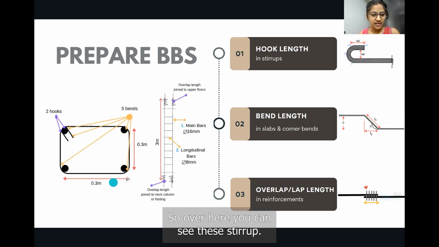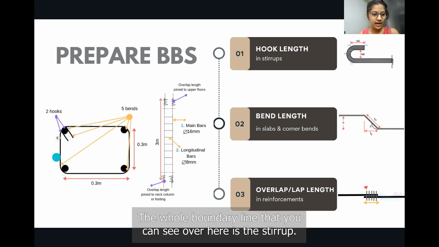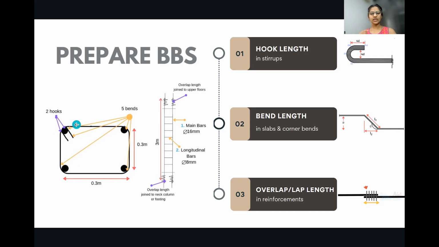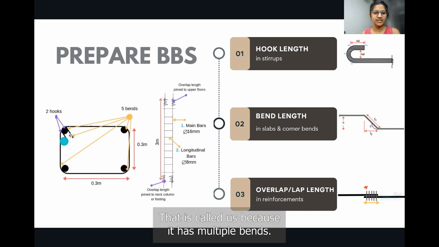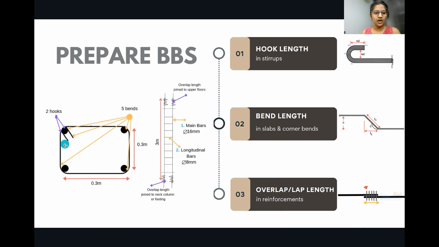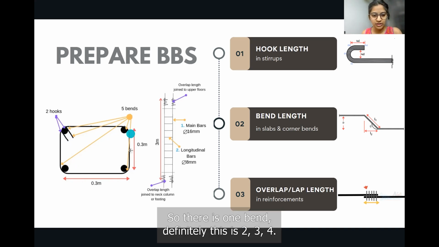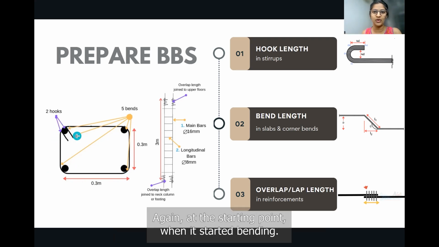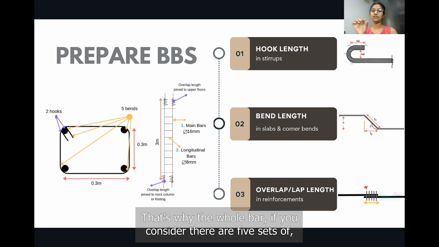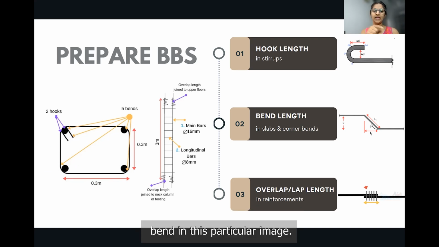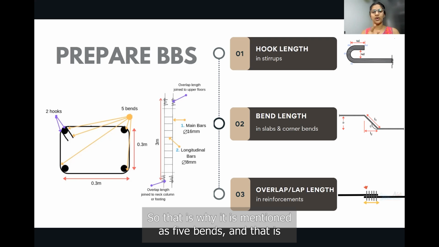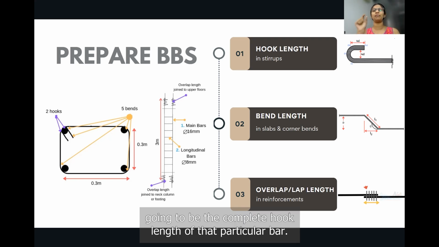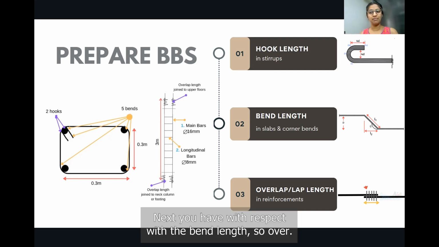So over here, you can see this stirrup. The whole boundary line that you can see over here is the stirrup. That is called so because it has multiple bends. See, now we have mentioned 5. I'll show you how. This is the starting of the bar. Okay, so there is one bend. Definitely this is 2, 3, 4. And again, this whole bar is getting bent again at the starting point where it started bending. That's why the whole bar, if you consider, there are 5 sets of bends in this particular image. So that is why it is mentioned as 5 bends, and that is going to be the complete hook length of that particular rebar.